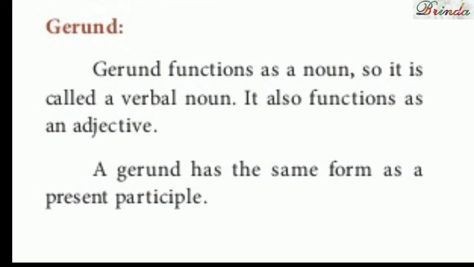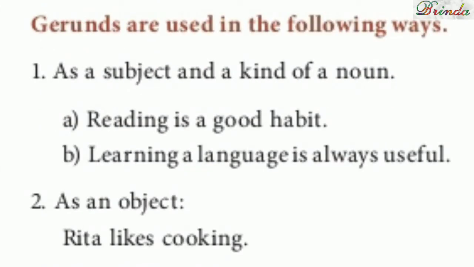And now moving on to gerund. Gerund functions as a noun. So it is called a verbal noun. It also functions as an adjective. A gerund has the same form as a present participle. Gerunds are used in the following ways: as a subject and a kind of a noun. For example, reading is a good habit. Learning a language is always useful.